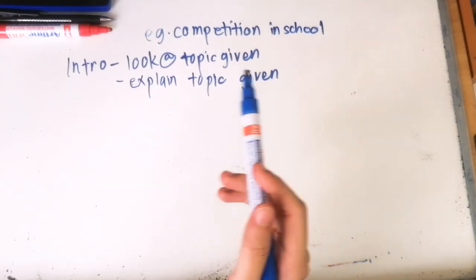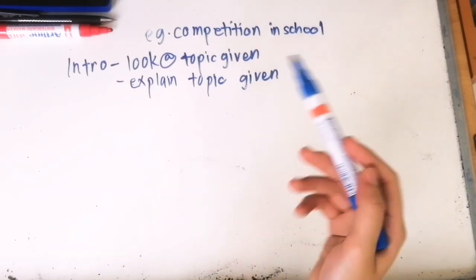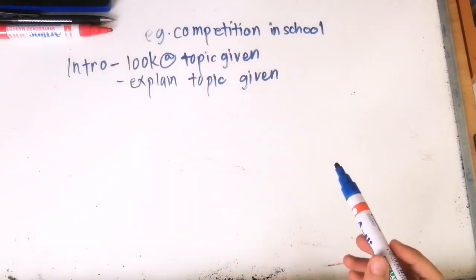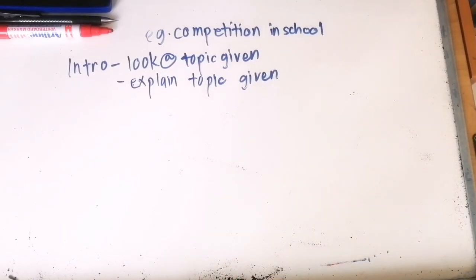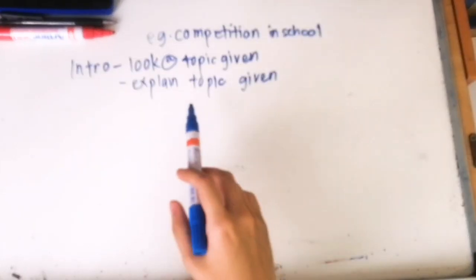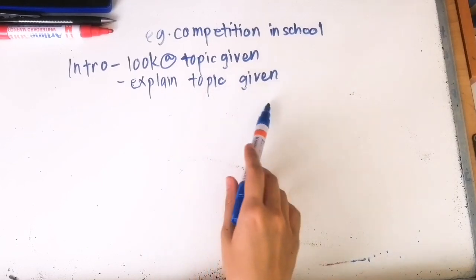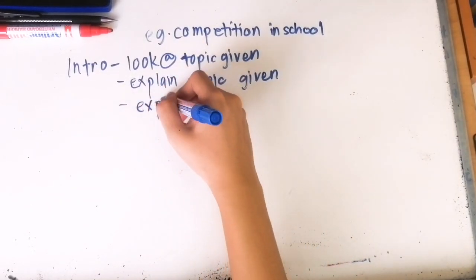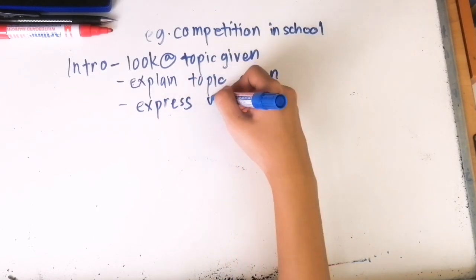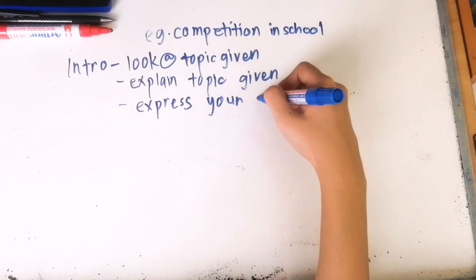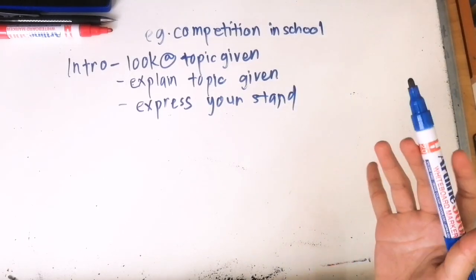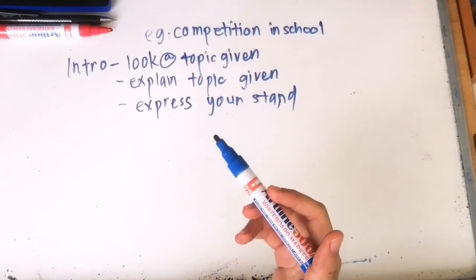You will just have to explain the topic given, not your opinion on it, what the topic actually is instead of what you think of it, because what you think of it will be your content. But now we're only at the intro, so you have to explain the topic given first. And thirdly, you have to express your stand so that the examiner kind of knows where you stand, what you support. You just mention it in one line, that will do.